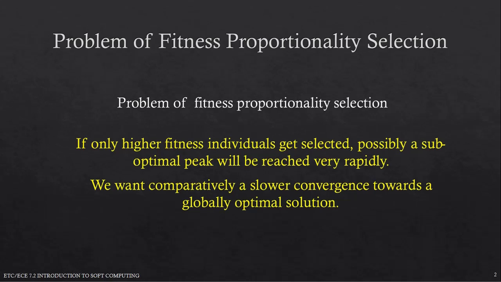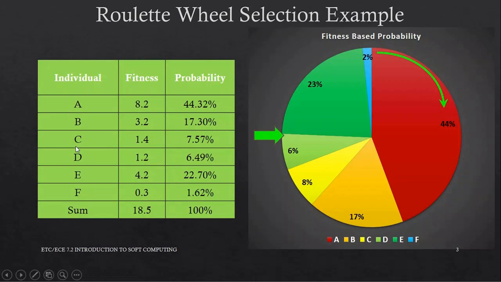In this example, we have considered 6 individuals A, B, C, D, E and F, each with their respective fitness values 8.2, 3.2, 1.4, 1.2, 4.2 and 0.3. The roulette wheel then is designed in a way that the pocket for each individual is proportional to their fitness. Obviously, individual A with the fitness value 8.2 gets the largest pocket and the individual F with the fitness value of 0.3 gets the smallest pocket. The sum of the fitness values is 18.5.